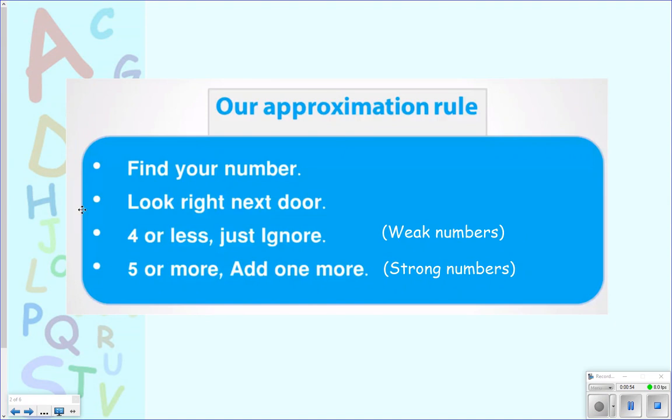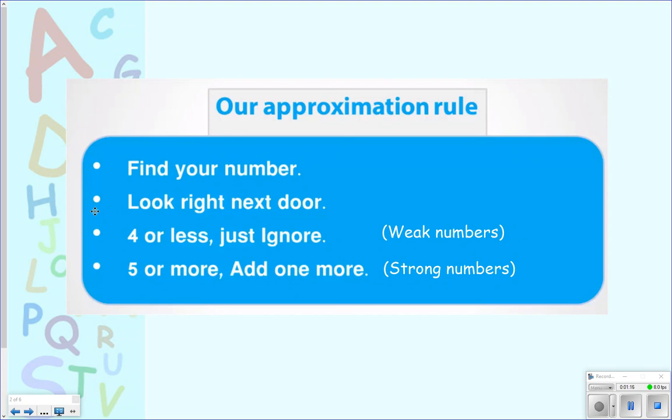Our approximation rule: firstly, find your number. To find your number, it comes from the question. When the question is approximate to the nearest 10, you will search for the tens. If the approximation is to the nearest 100, you will search for the hundreds. Okay? Find your number, you will get it from the question.